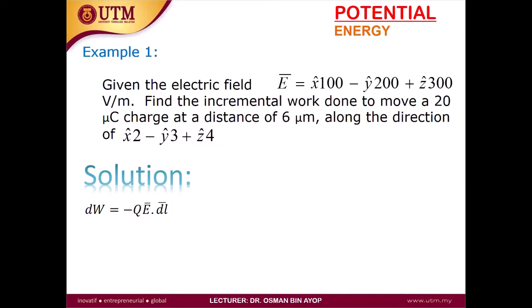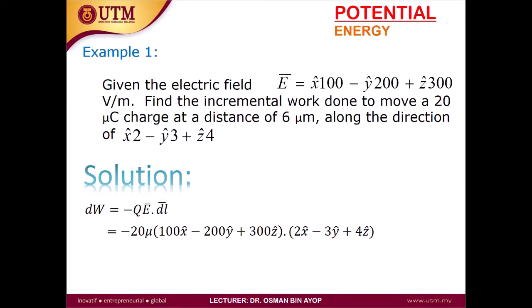We can see here that our electric field and our dl are both vector units. When you do the dot product of two vector units, the work is basically a scalar unit. Now fill in all the related information. So we have a charge Q minus 20 micro, and in brackets our E is 100x minus 200y plus 300z, dot product with the distance, which is 2x minus 3y plus 4z.